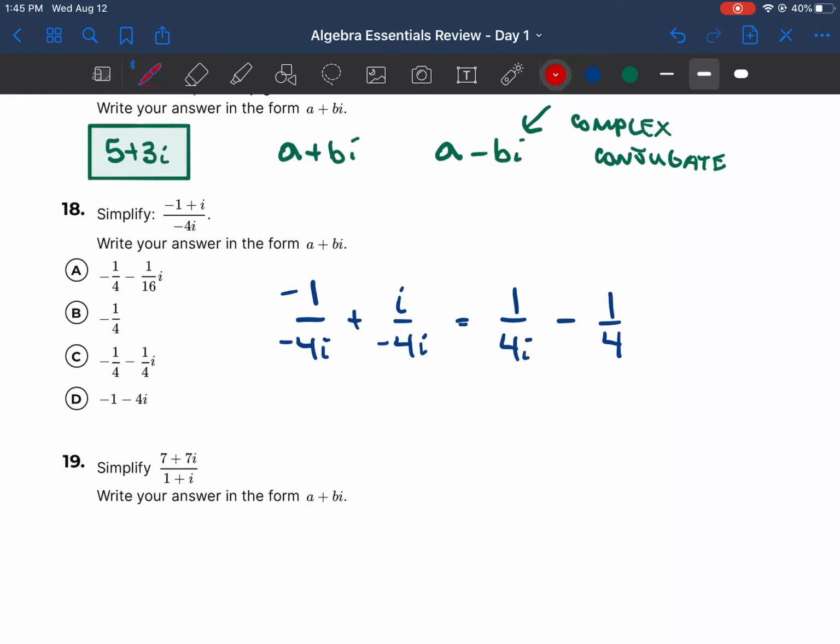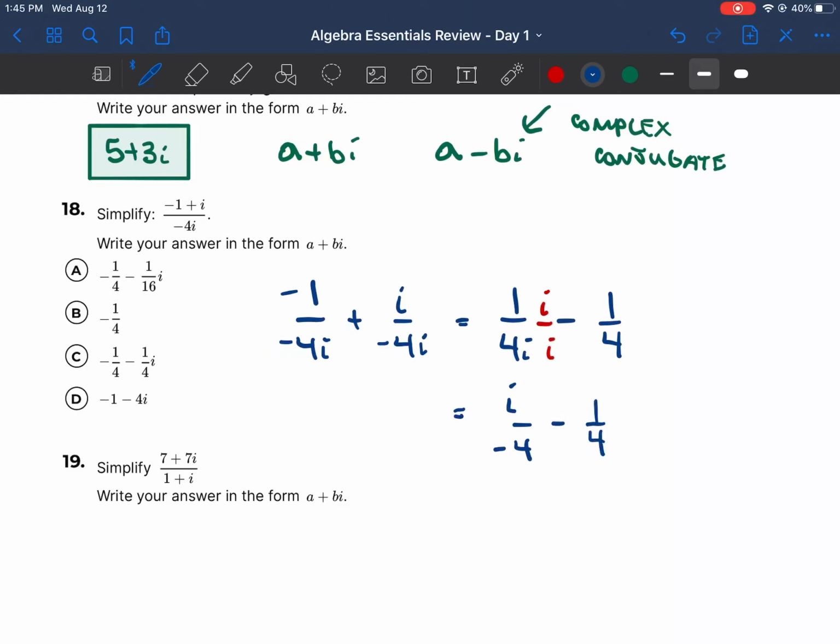Well, I can multiply both the numerator and the denominator by i. By multiplying by i over i, I'm not changing the expression because I'm only multiplying by 1. I'm just multiplying by 1 in a clever way. So let's see what happens when I do that. Well, in the numerator, 1 times i is i, but in the denominator, 4i times i is 4i squared. And we know that i squared is negative 1. So negative 1 times 4 would give us negative 4.